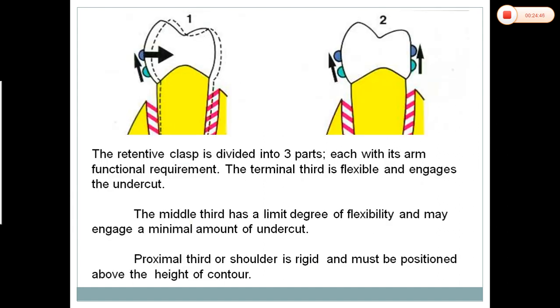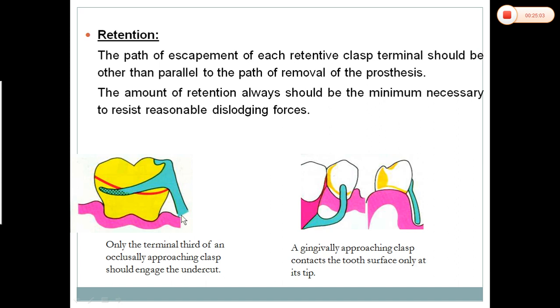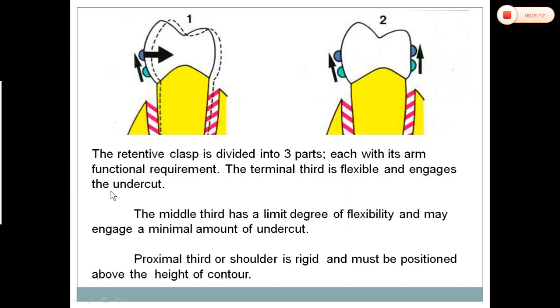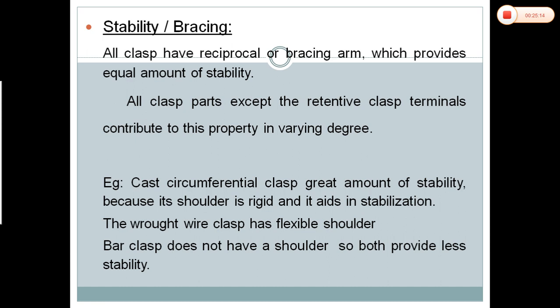See, the retentive arm clasp is divided into three parts according to functional requirement. The terminal third is flexible and engages the undercut. The middle third has a limited degree of flexibility and may engage a minimal amount of undercut. The proximal third or shoulder is rigid and must be positioned above the height of contour. This is the proximal third or shoulder above the height of contour, the middle third of the retentive arm, and this is the terminal third of the retentive arm, which is flexible.